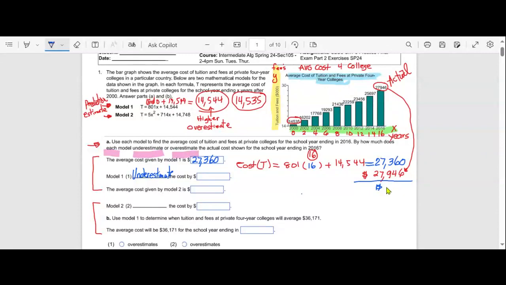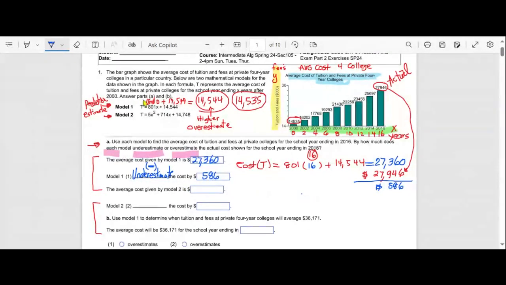Use the calculator. 272. Are you sure? Minus 586. So it's an underestimate. That means it's minus, right? Yes. Underestimate means it's minus. By how much? $586.